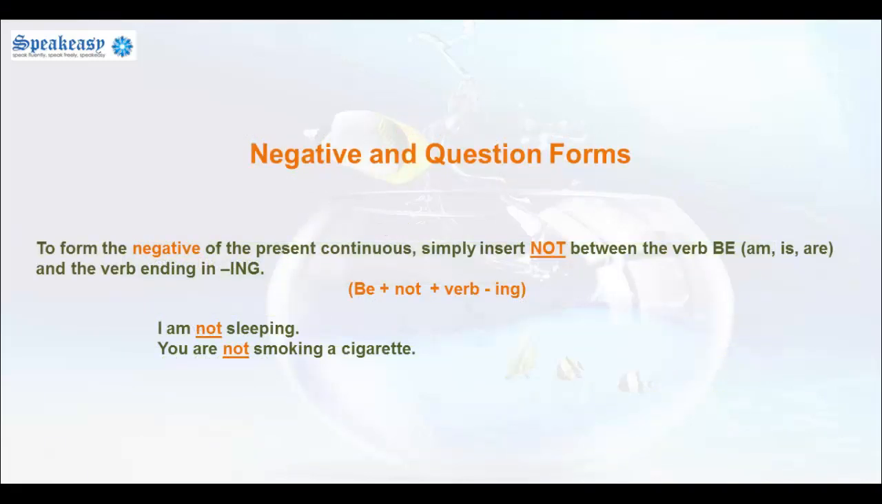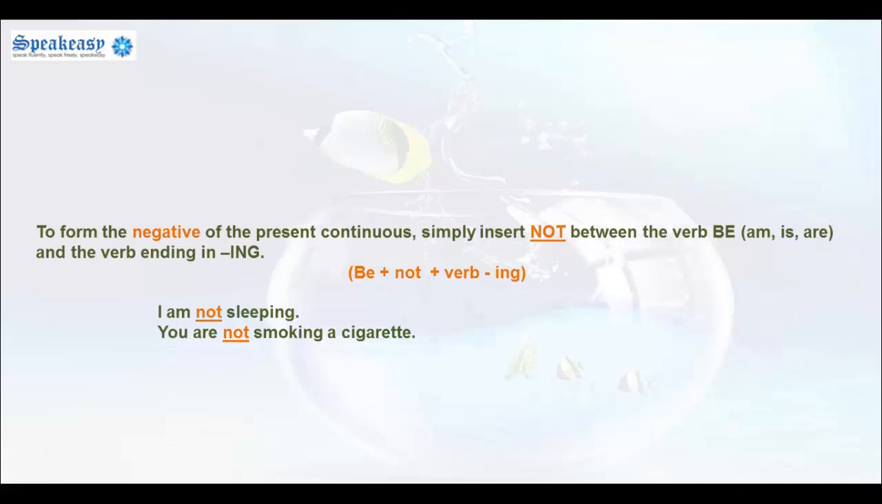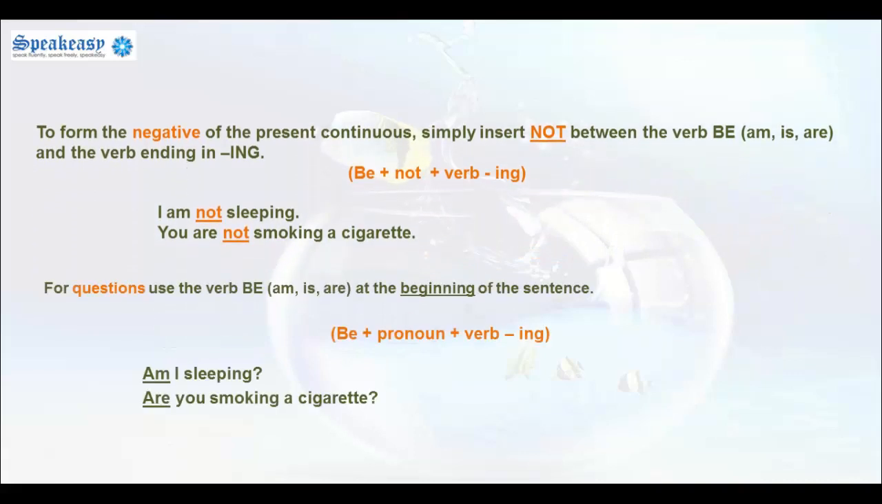To form the negative of the present continuous, simply insert not between the verb be and the verb ending in ing. I am not sleeping. You are not smoking a cigarette. For questions, use the verb be at the beginning of the sentence. Am I sleeping? Are you smoking a cigarette?